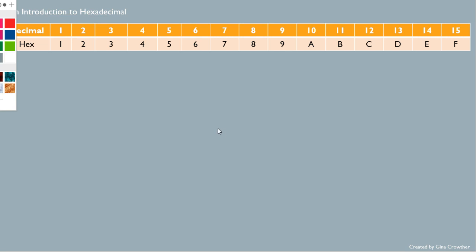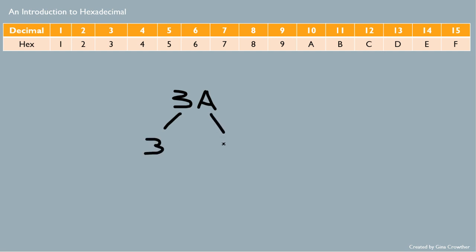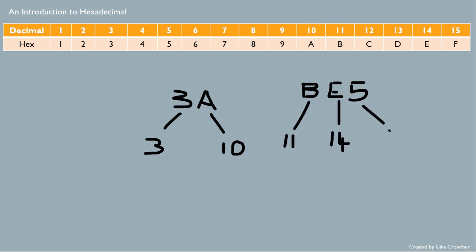Okay, so if I have the hex number 3A, well, I look at my table, I can see the 3 is 3 and A is 10. If I have a hex number BE5, I've got a B which is 11, an E which is 14, and a 5 which is the number 5.